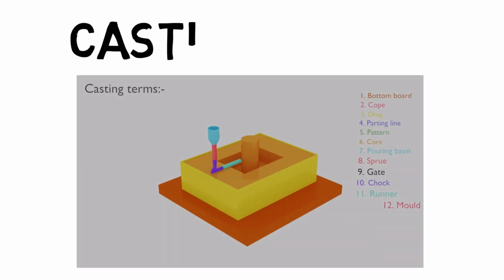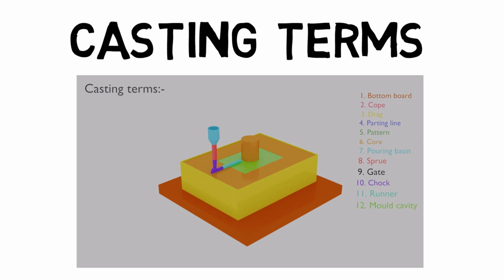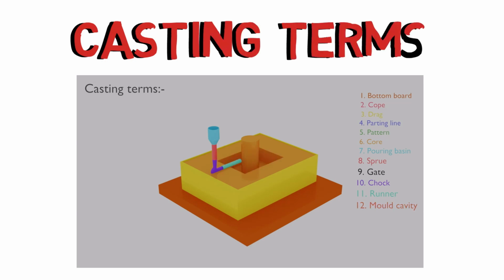Casting is one of the oldest methods of manufacturing. It is a very famous and important process in engineering. A large number of varieties can be produced by the casting process. In today's video, we are going to discuss the basic terms or the parts of the casting process. So let's begin.